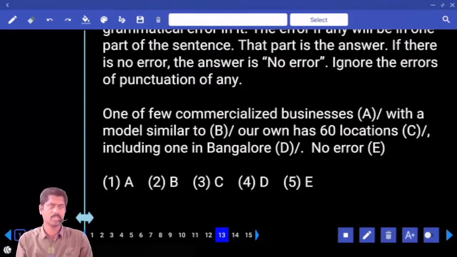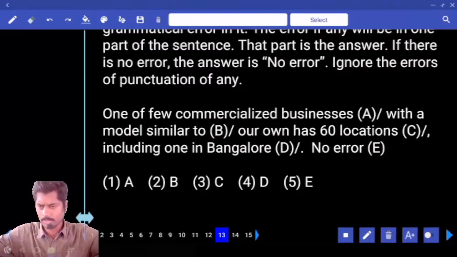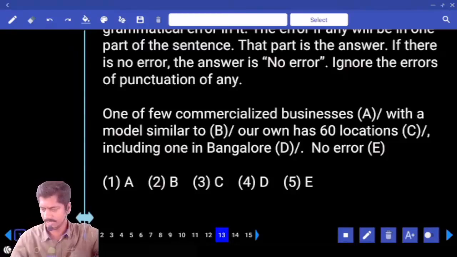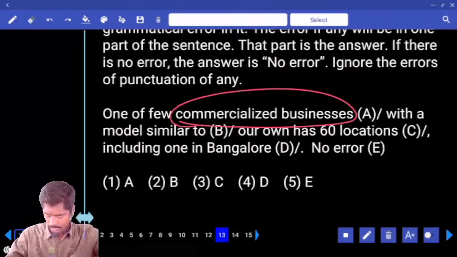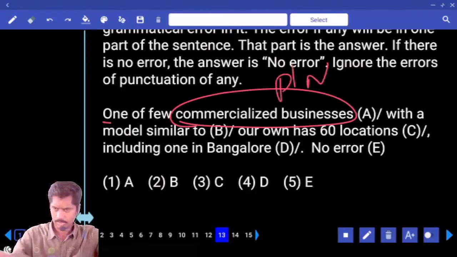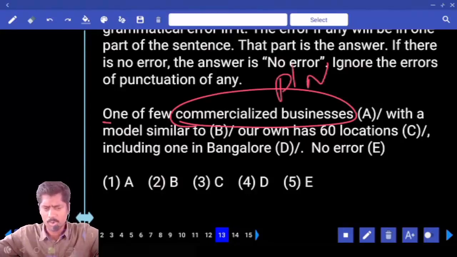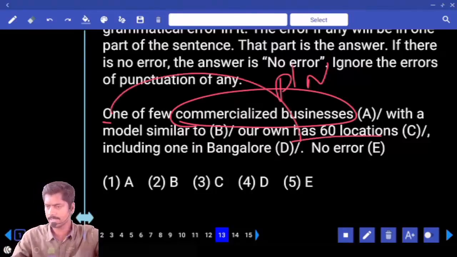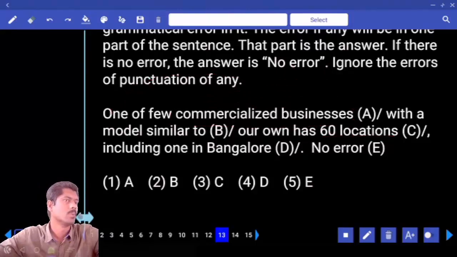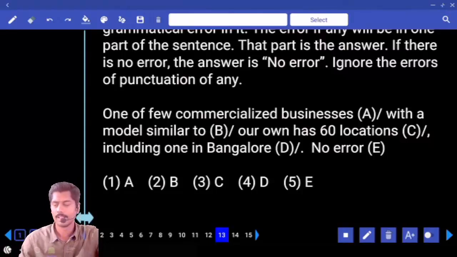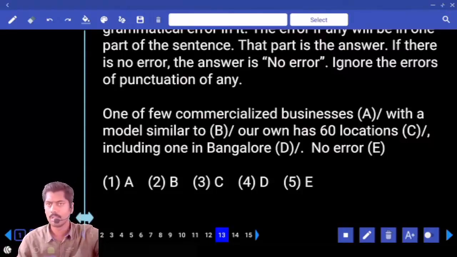One of, what is the rule after "one of"? One of few commercialized businesses. Businesses is a plural noun. One of few commercialized businesses with a model similar to our own has 60 locations, including one in Bangalore. Answer: 1, 2, 3, 4, 5. See, why? Including the one in Bangalore.